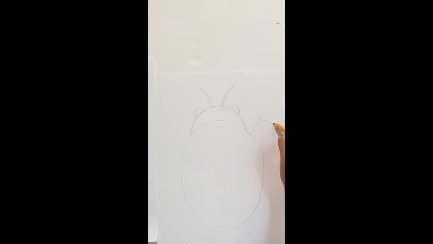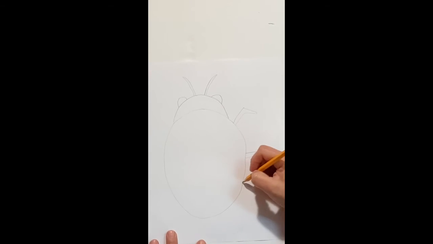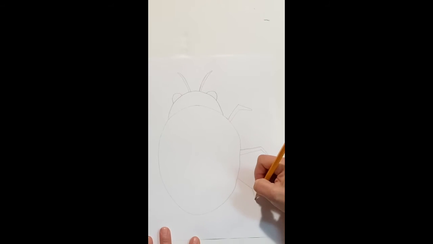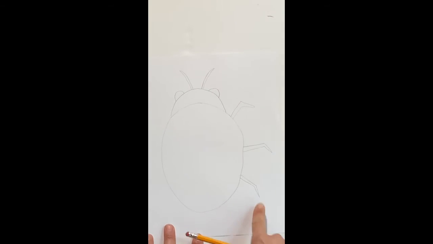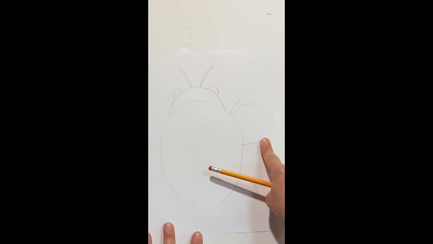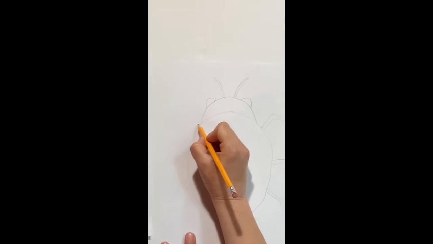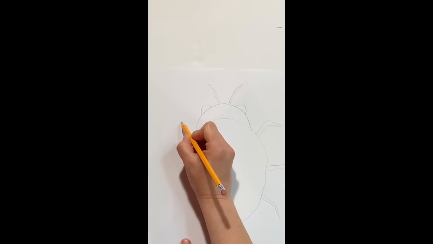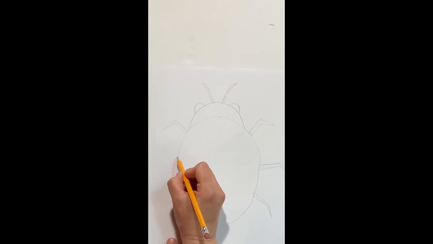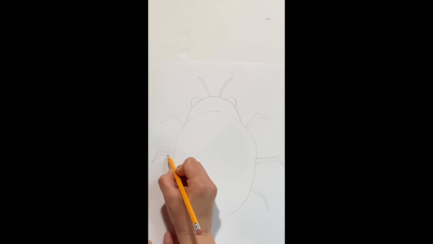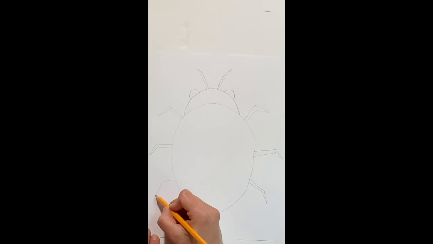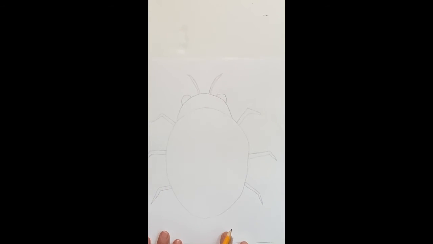3 on each side, because insects have how many legs? 6. Yes, you're right. And they're not stick legs. You go out and then you come back. And remember, the shape is kind of like little rectangles. And then 3 more on this side. 1, 2, 3. All right, starting to look like a ladybug.